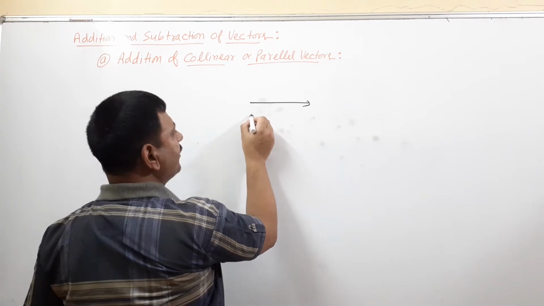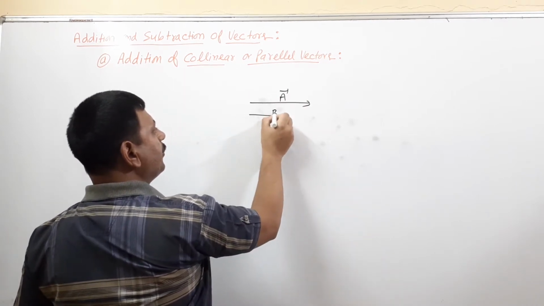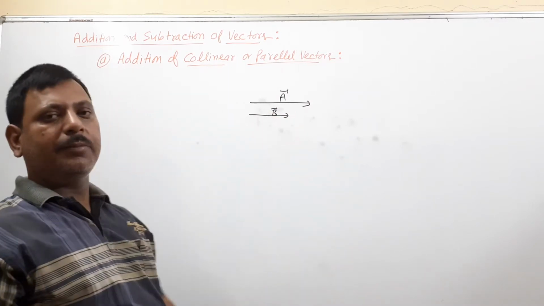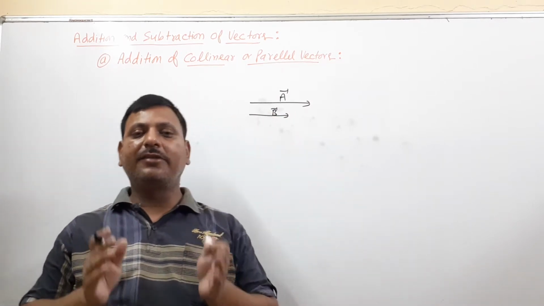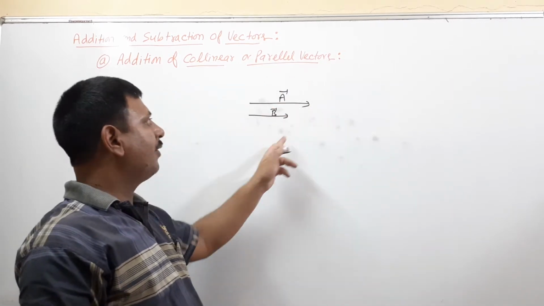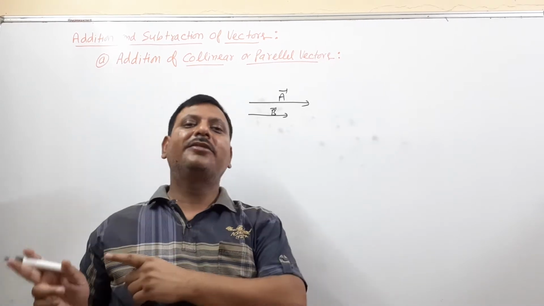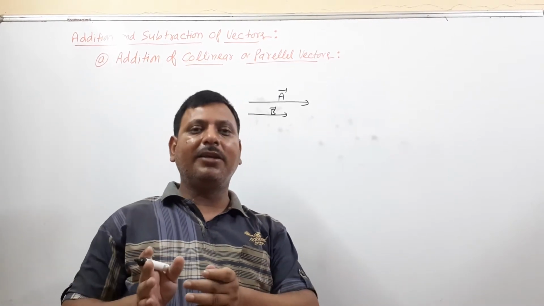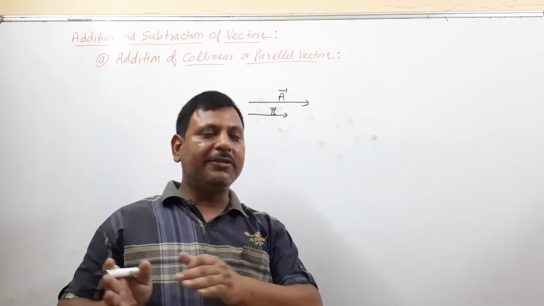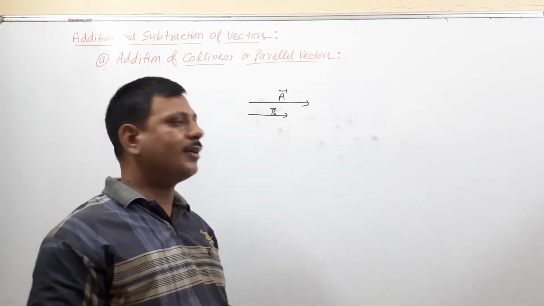One vector is A, another is B. What will be the resultant? I have told earlier, the resultant vector is a single vector which shows the effect of both vectors acting simultaneously. If the single vector acts, it will give the same effect as these combined vectors, that is called the resultant vector.